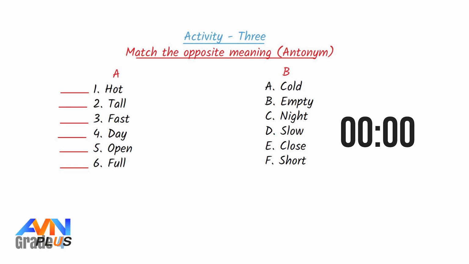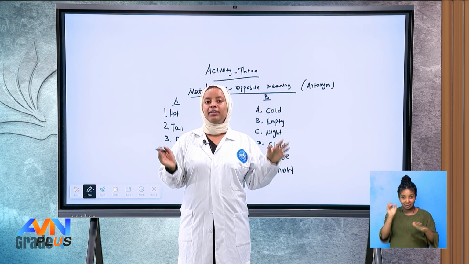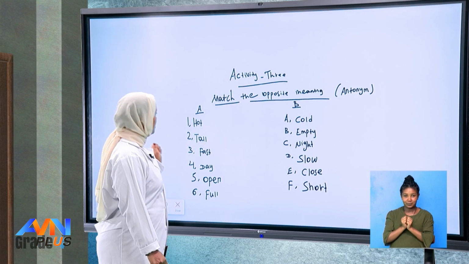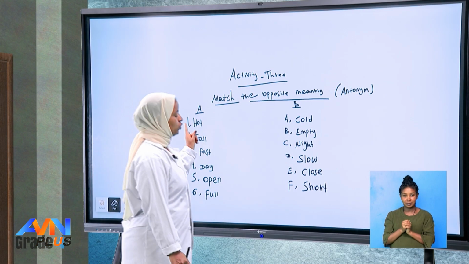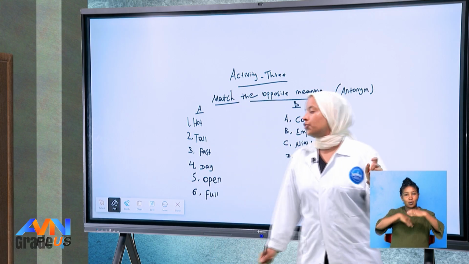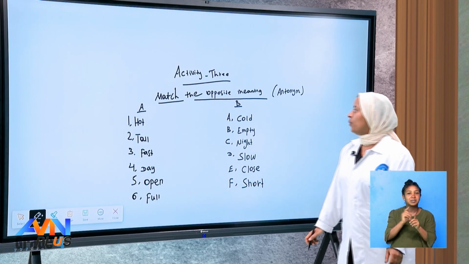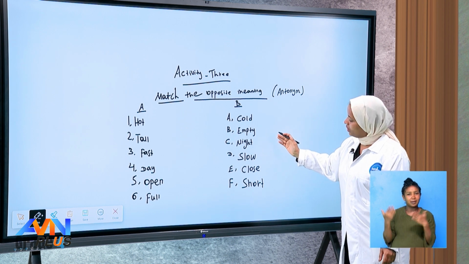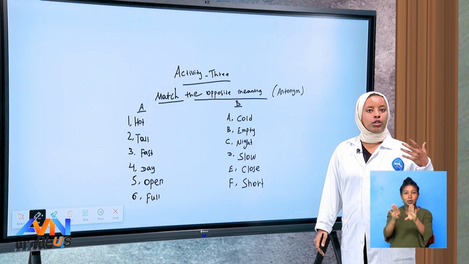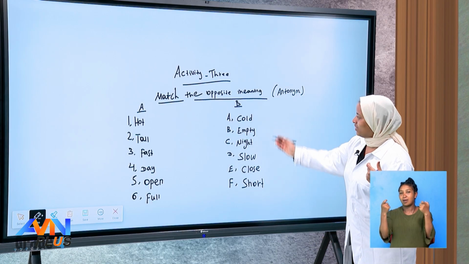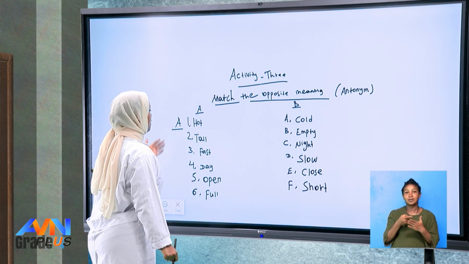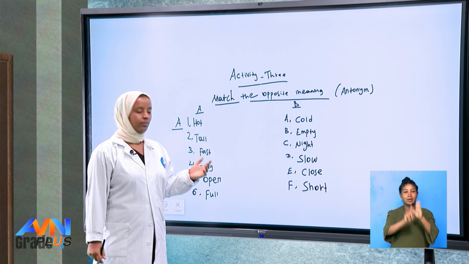Hello students, again, I hope you all have done. Let us try and let us correct together. Here is the first question, hot. So we can say cold, empty, night, slow, close, or short. So let us choose cold. Hot, cold.